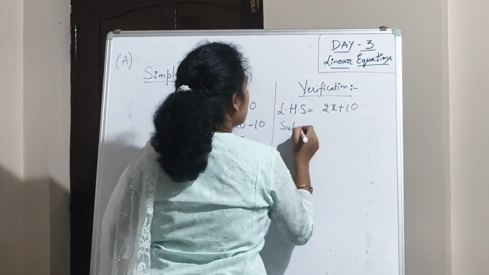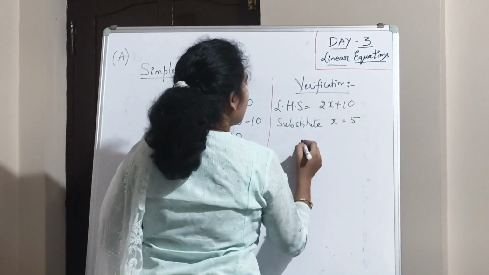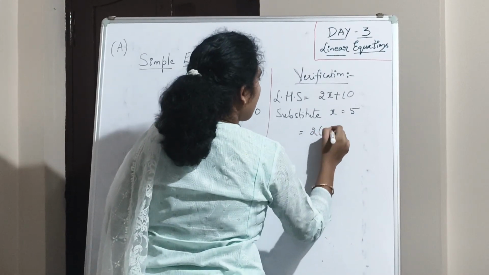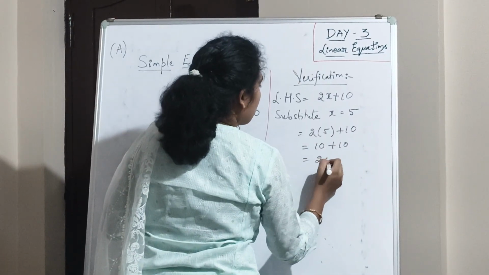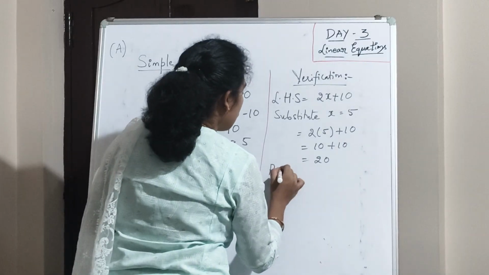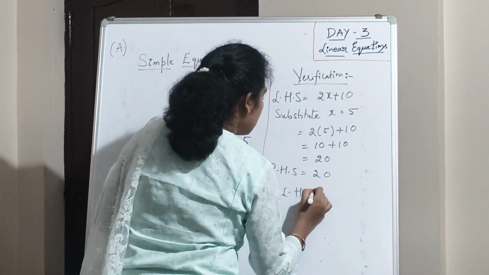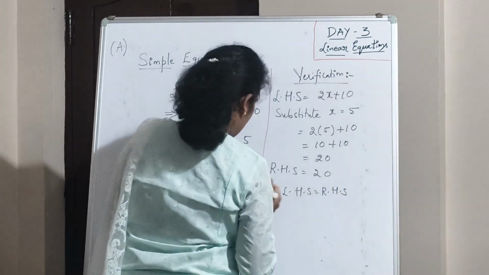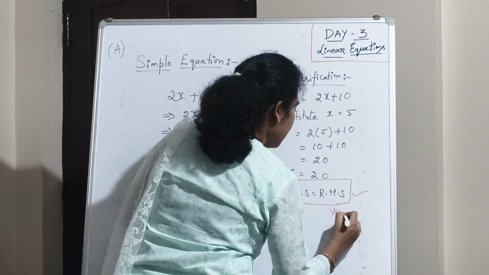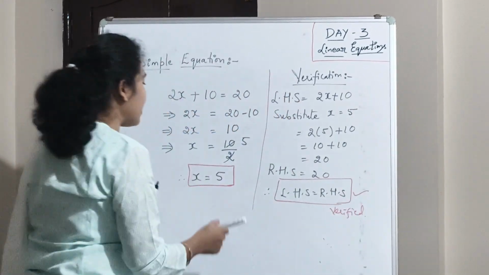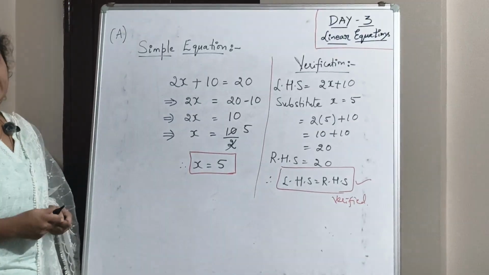So substitute x is equal to 5. That is equal to 2 into 5 plus 10. 2 into 5 is 10. 10 plus 10 is 20. So what do we have on the RHS side? RHS is also 20. Therefore LHS is equal to RHS. Hence it is verified. So x equal to 5 is the solution of this equation, 2x plus 10 equal to 20.